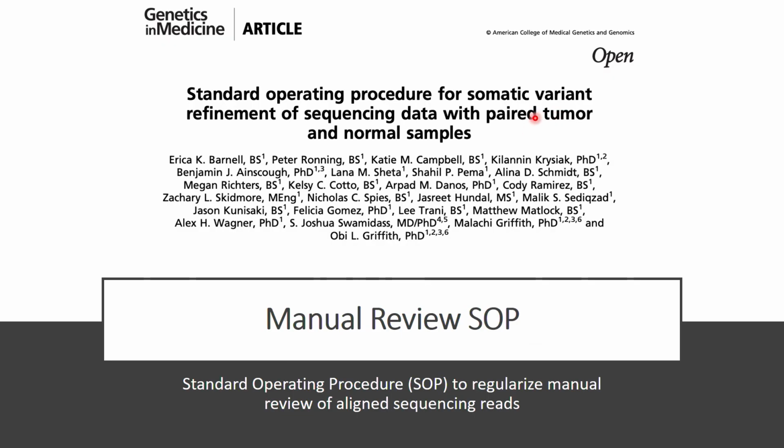Finally, I mentioned that the deep learning model can eliminate up to 90% of all false positives from automated somatic variant callers, but we still recognize that many of those variants are identified as ambiguous using the deep learning model, and therefore we recommend using the manual review SOP, or standard operating procedure, for evaluating those variants.